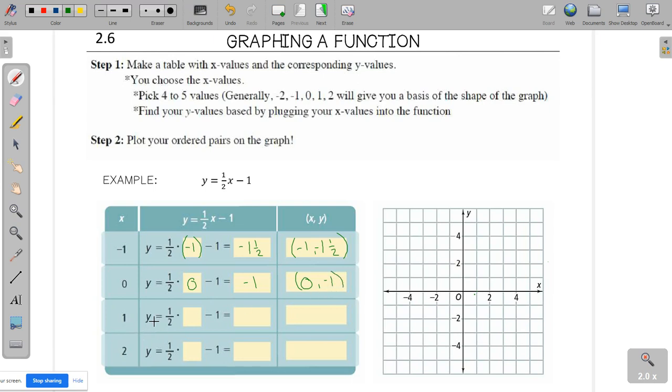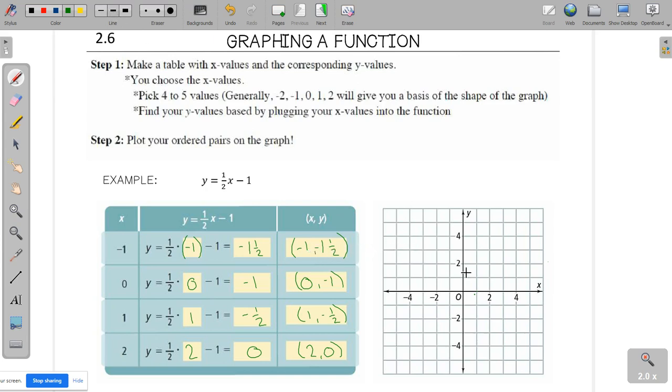Do the same thing with 1. Substitute it in. 1/2 times 1 minus 1 is -1/2. We get 1, -1/2. And then the last one is 2. Substitute 2 in for x. 1/2 times 2 minus 1 is 0. So we have the point 2, 0. Now let's graph it.